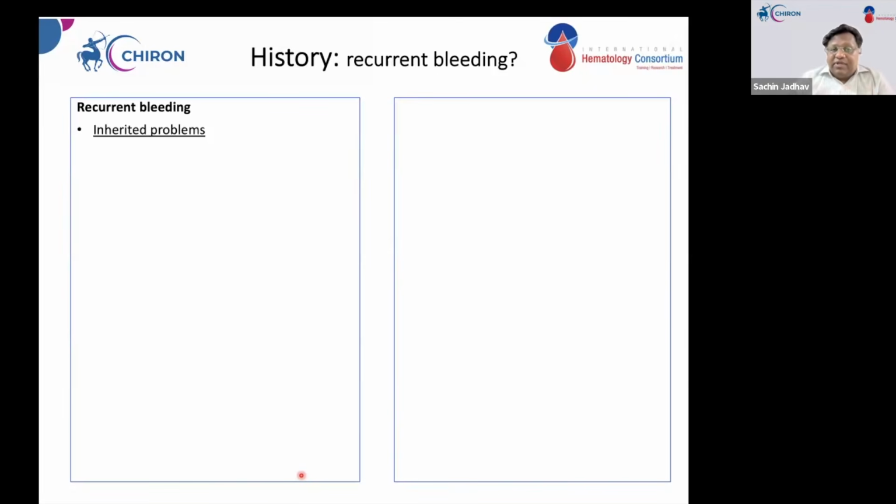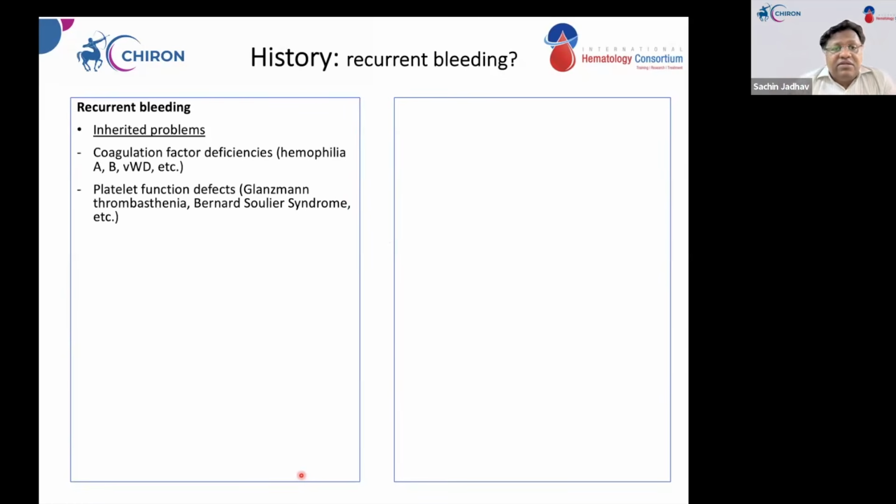Again, I am not going to deal with the drug-induced bleeding, right? I'm assuming that you have checked the patient is not on aspirin, clopidogrel, warfarin, or other anticoagulants, not on heparin. You rule that out, then recurring problems could usually be due to an inherited congenital issue. Problem with either the coagulation factors or platelet function. And thus, we generally see this in younger patients.